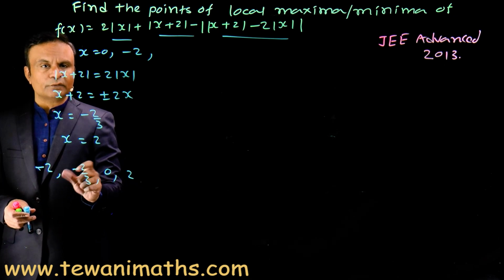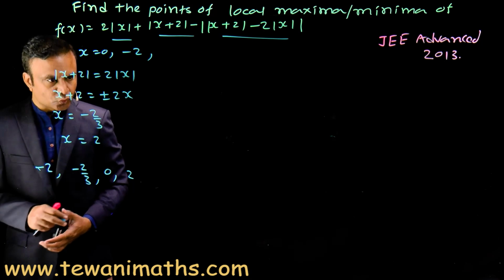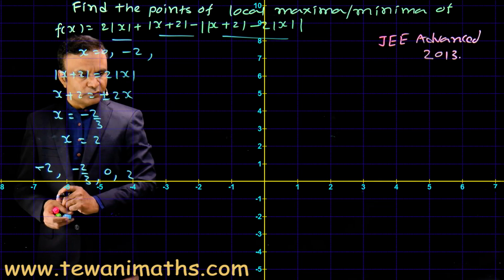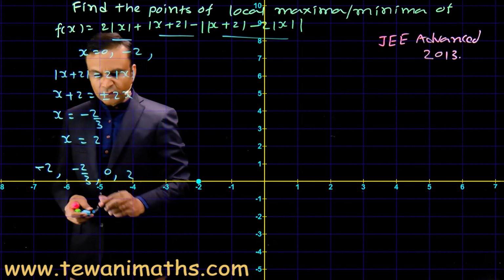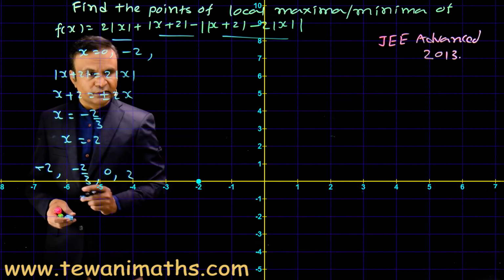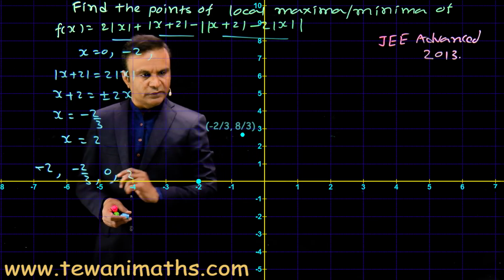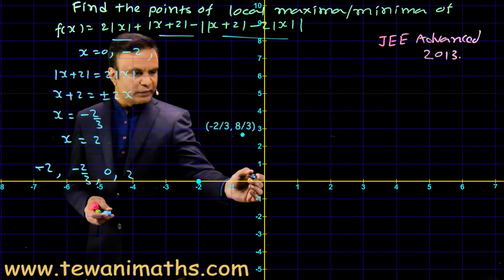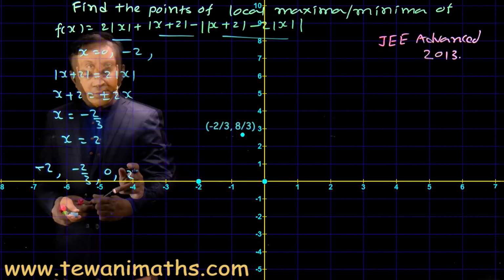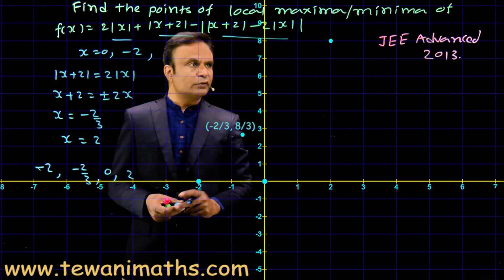We find the values of the function at these 4 values of x and mark these points on the coordinate plane. When x is equal to minus 2, the value of function is 0. So we have this point. When x is equal to minus 2 by 3, the value of function is 8 upon 3. So we have this point on the graph. For x is equal to 0, the value of function is 0. So we have the origin on the graph, and the value of function at x is equal to 2 is 8. So we have this point on the graph.